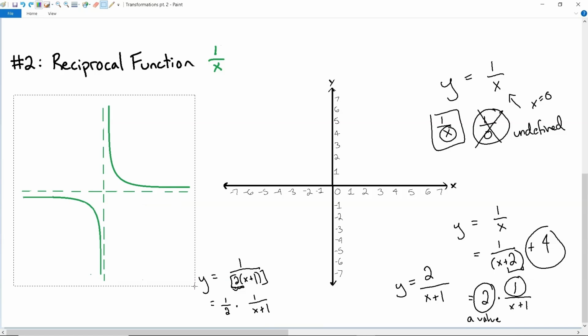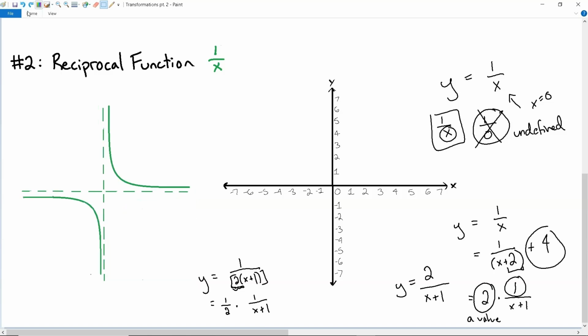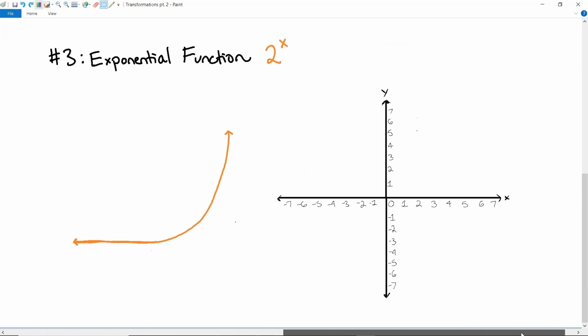And if I wanted to do it horizontally, we're going to look like this. Pretty straightforward. All right, last example, we are moving on to exponential functions.